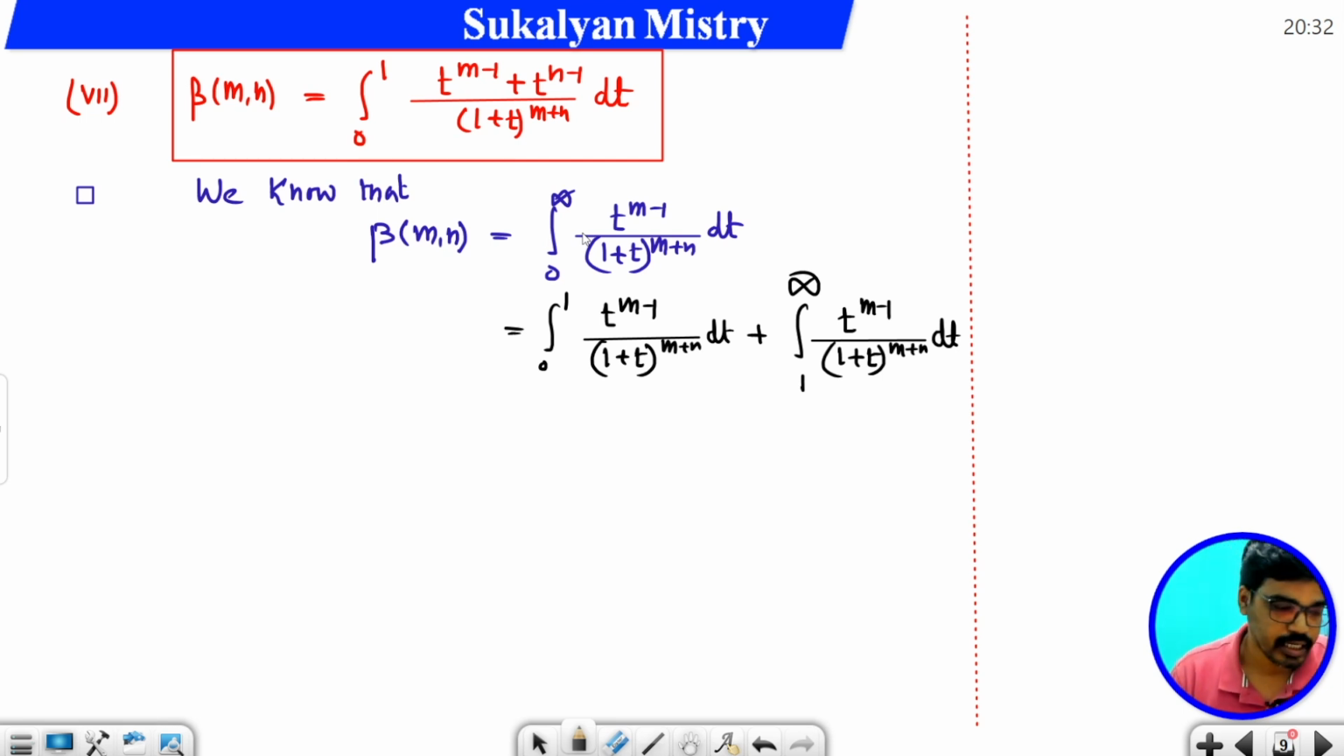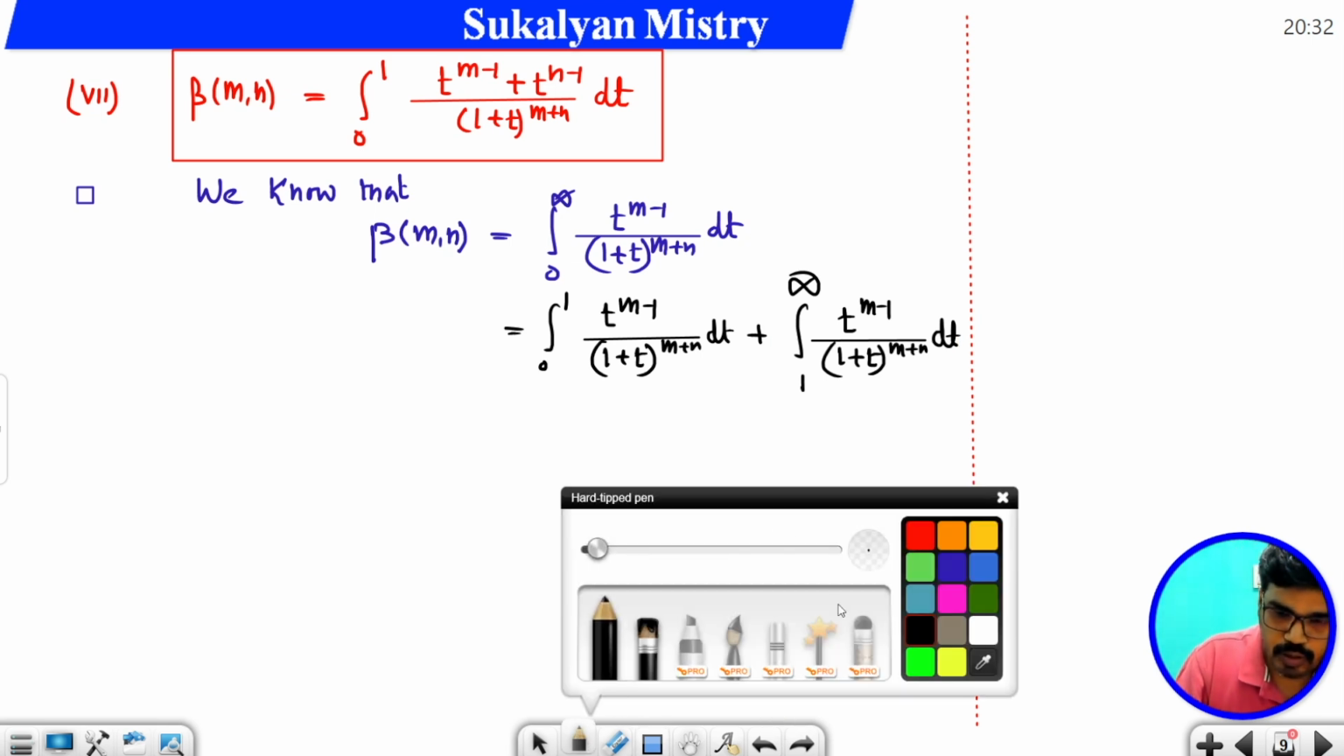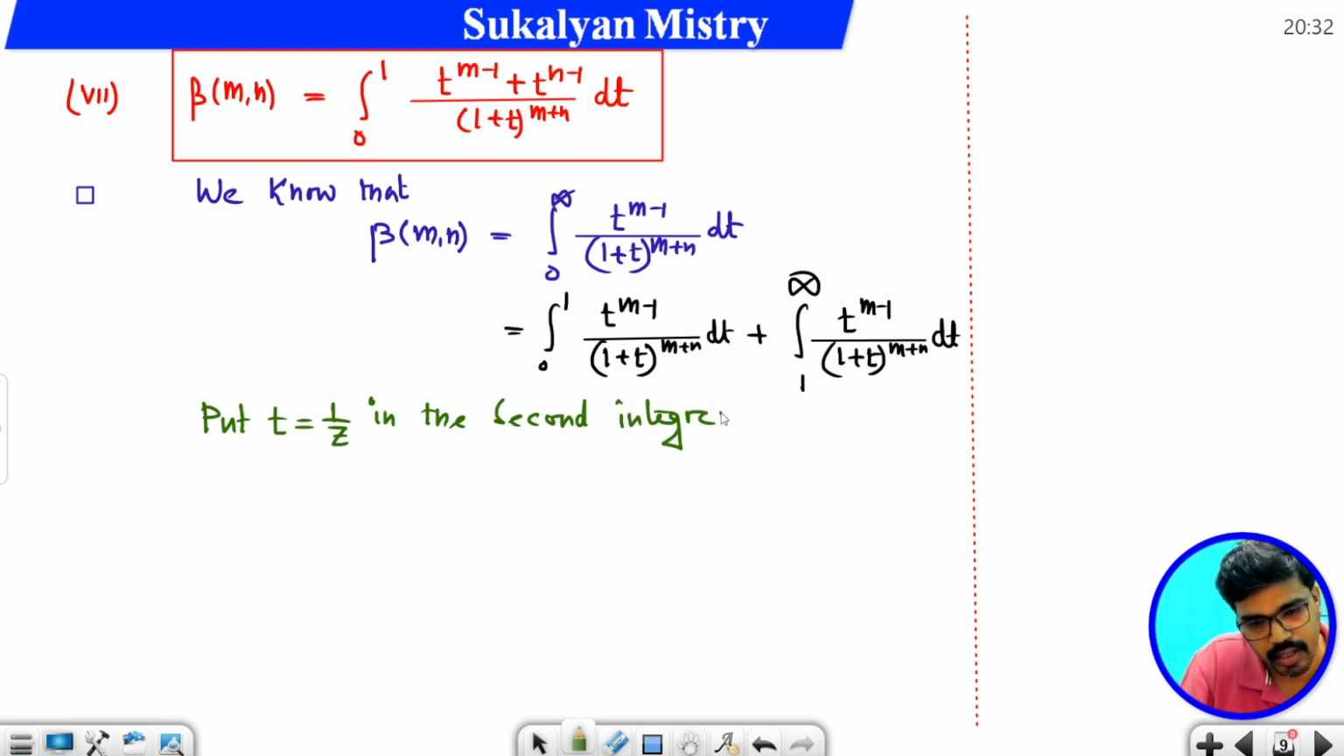we put t is equal to 1 by z in the second integral, that means এই ইন্টিগ্রালে আমি t is equal to 1 by z পুট করব, ঠিক আছে? ওকে, so put t is equal to 1 by z in the second integral. Okay, so therefore just see, dt, just simply differentiation, that is minus 1 by z square dz.